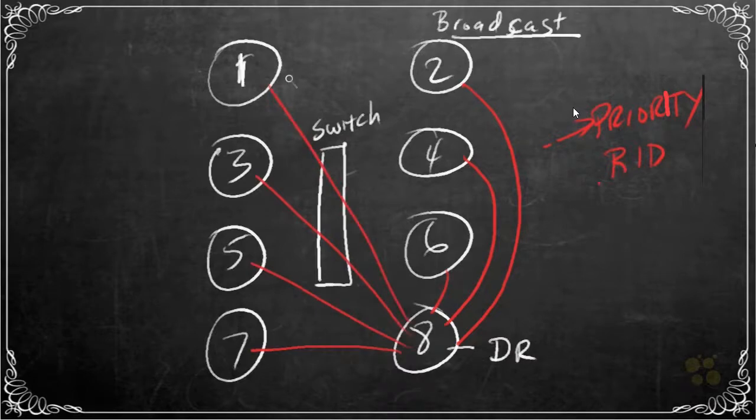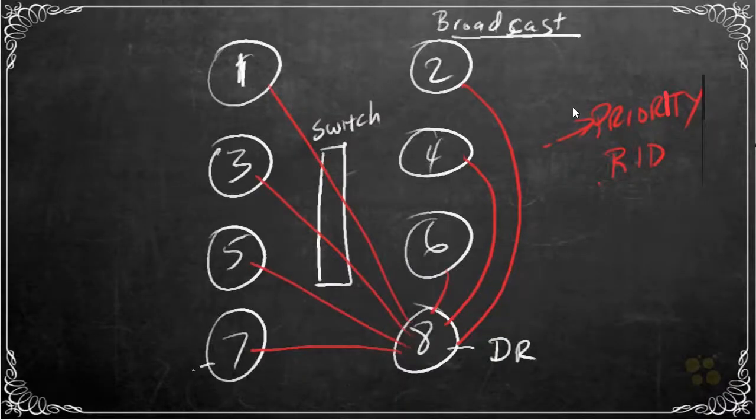But it's not a full mesh of connections. It's not a full mesh of adjacencies. So we're reducing the number of adjacencies. Now, here's a challenge. What if there's a designated router and all the other routers establish a full OSPF adjacency with that router, and that router has a problem or goes away or is powered off? That's going to cause a disruption of service.